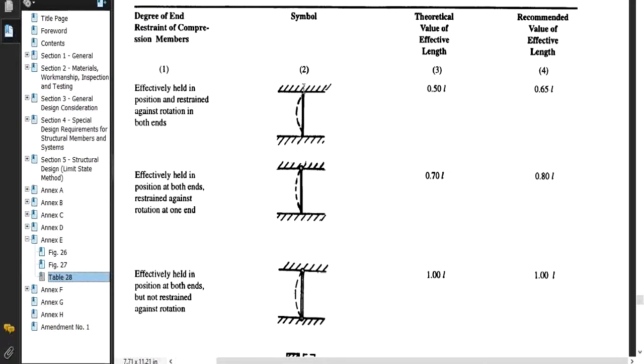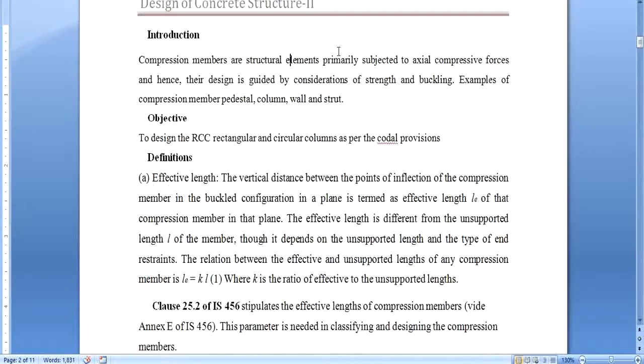Let us think that this vertical element is a column, and these are the supports. These are beams which are connecting through the slabs. Whenever we apply a vertical load in this direction, the column will try to bend, and that is called buckling. So they are primarily subjected to compressive strength and buckling.